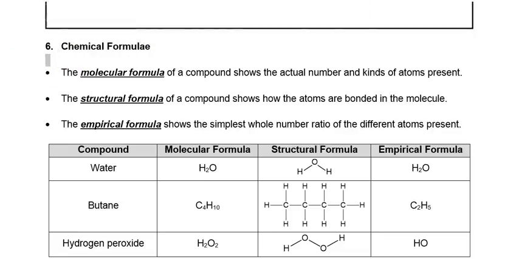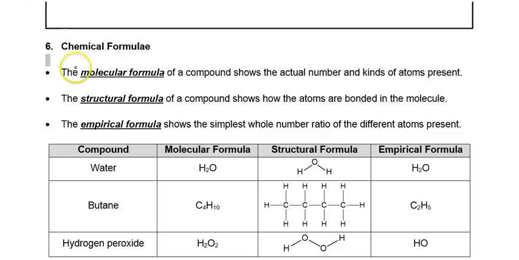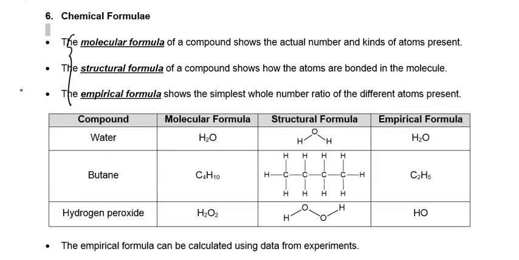Molecular formula, structural formula, and empirical formula. So the molecular formula actually shows every single atom in the structure. So H2O, you have two H's and one O. The structural formula of water shows you the bonding in water, and the empirical formula is the simplest whole number ratio. So if we take a look at, say, hydrogen peroxide, molecular formula H2O2, there are two hydrogens and two oxygens. This is the structural formula, and the empirical formula is HO.